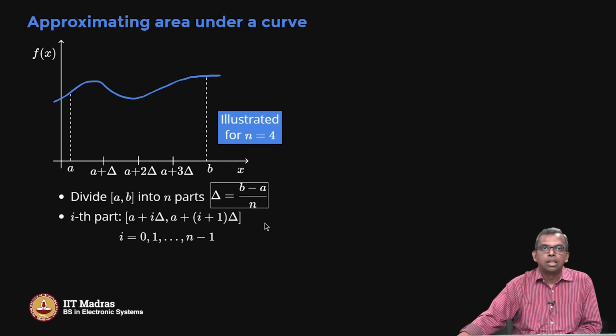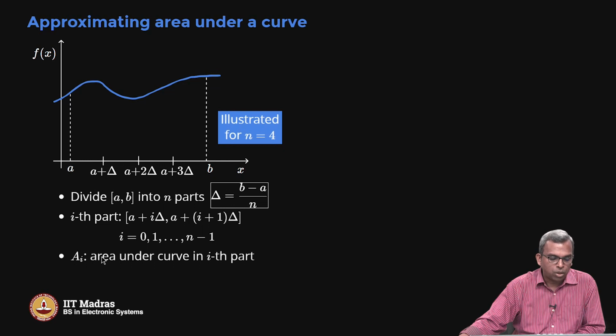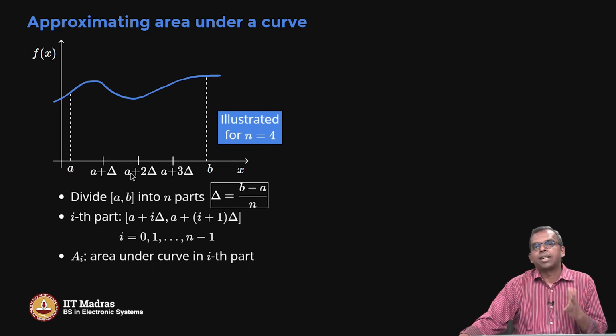So, we are going to approximate the area from a to b by first dividing it up into n parts, each of width delta, and I am going to make this delta very small so that my approximation becomes better, or n becomes larger and larger. So, A i, I am going to say, is the area under the curve in the ith part alone. Now the ith part is a smaller interval. It is not a to b, and hopefully in that smaller interval I can solve the area problem. If I can solve that, I can try to put it together for the overall area. That is the whole idea.